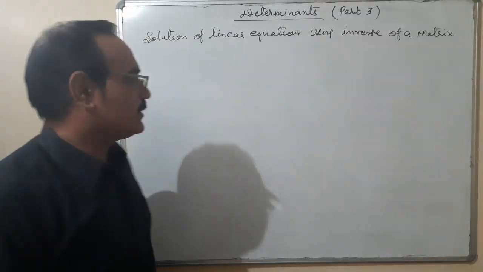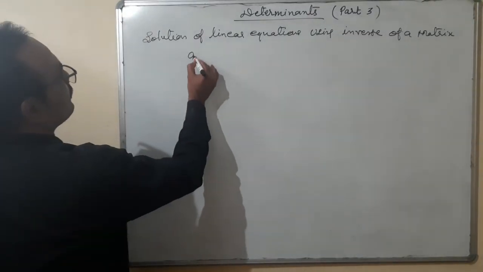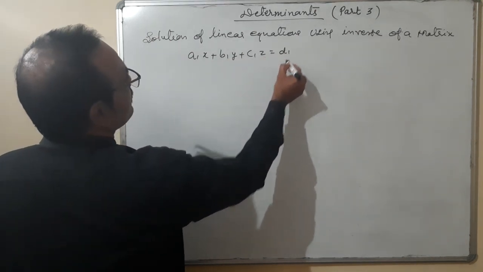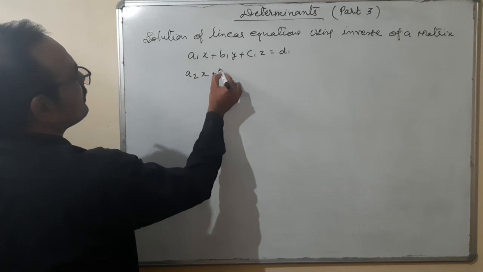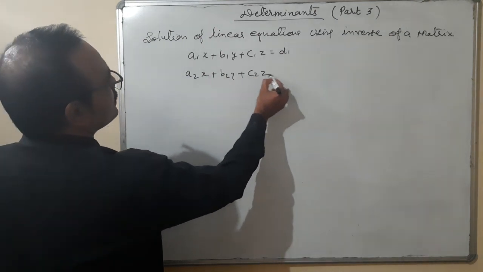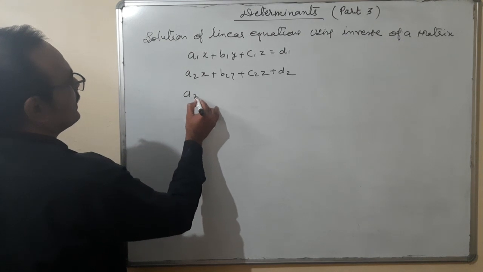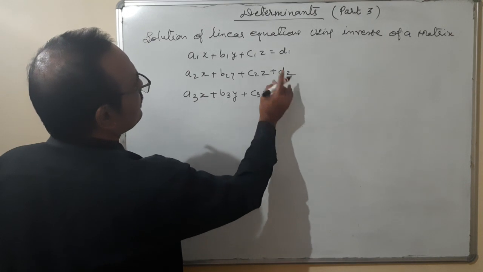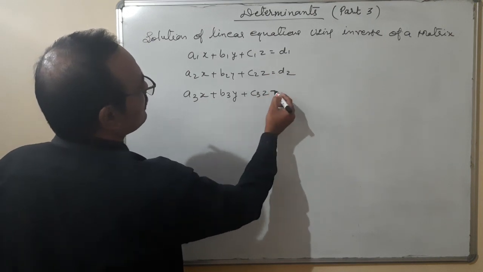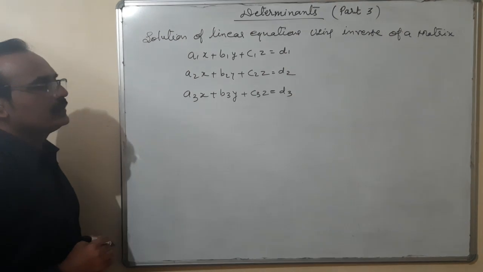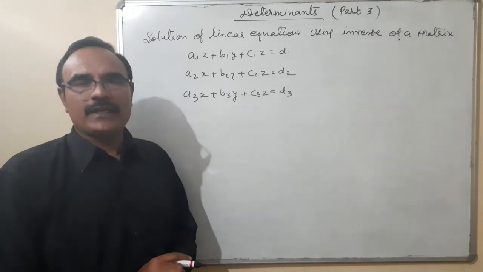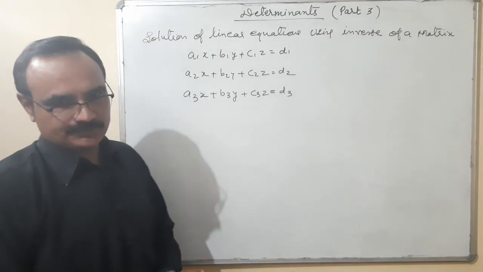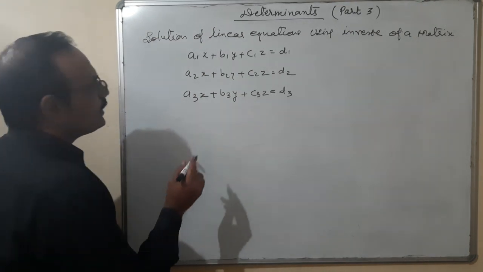Okay, so let us discuss linear equations a1x plus b1y plus c1z is equal to d1, a2x plus b2y plus c2z is equal to d2, and a3x plus b3y plus c3z is equal to d3. These are three linear equations having three variables x, y and z, and we are solving these equations by the inverse of a matrix.